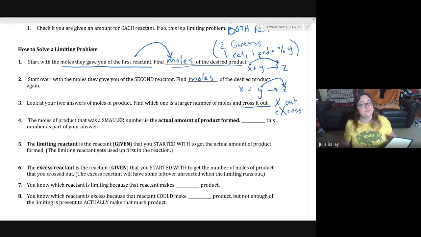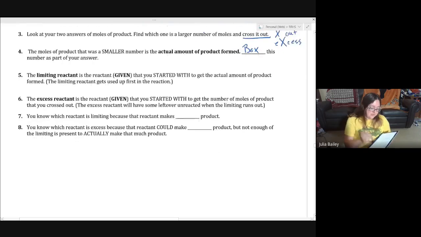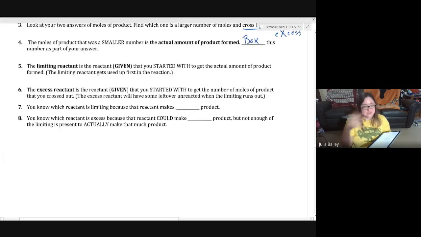That's your excess. The moles of product that was a smaller number is the actual amount of product formed, and you're going to box that number as part of your answer if you're handwriting this, which you're not really handwriting it mostly because you're going to do it in Schoology, but it's fine. The limiting reactant is the given that you started with to get your actual amount of product formed. The limiting reactant is going to get used up first. That's your bread. You ran out of bread. That's your limiting reactant.